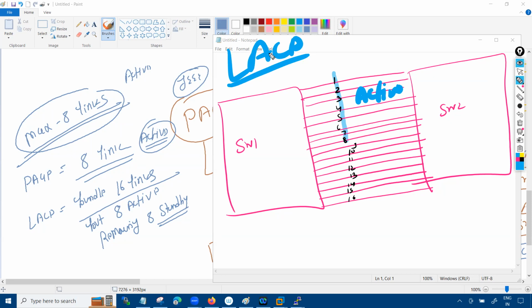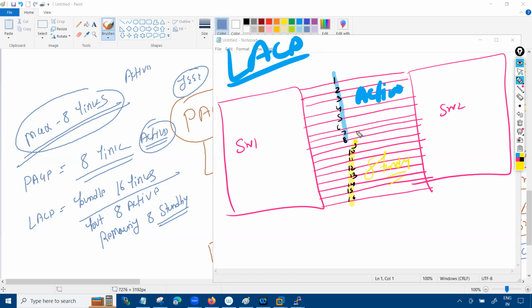If you have this number of links, then I'm talking about the rare scenario, right? The remaining 8 links will go into standby. It means that you cannot send and receive the data traffic from these particular links. These will be in standby.